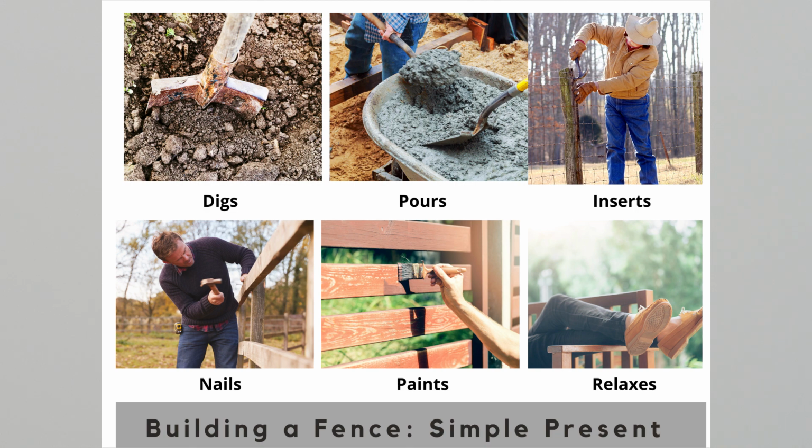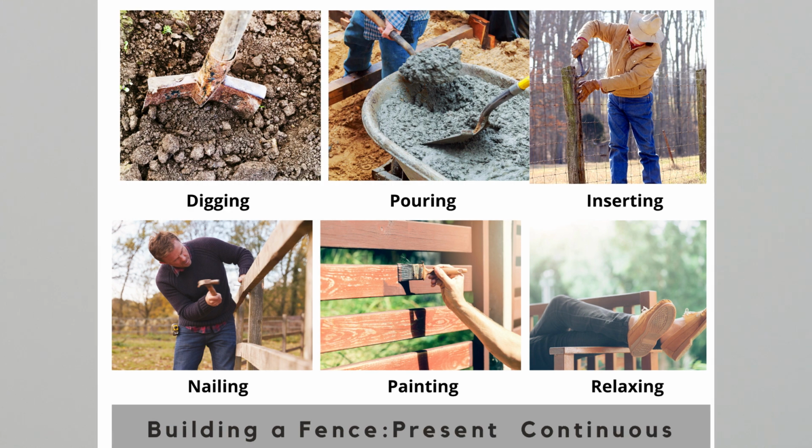Now let's look at the story in present continuous. Josh is digging a hole. He is pouring concrete and inserting the post. Now he is nailing the fence together. He is painting the fence. Finally, he is relaxing.